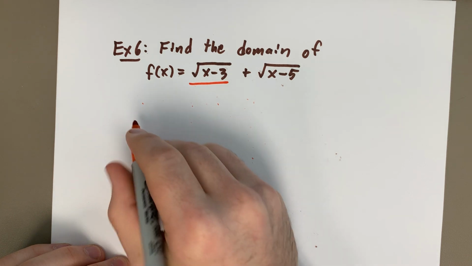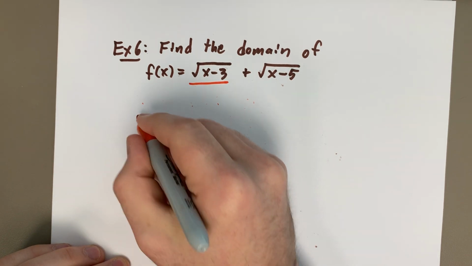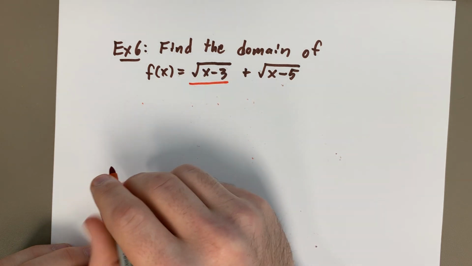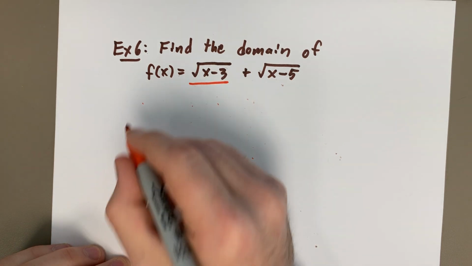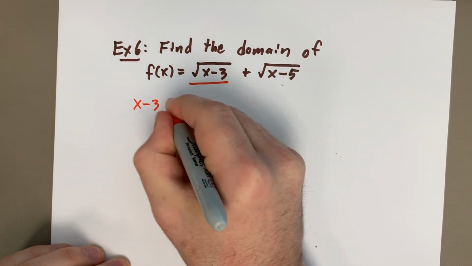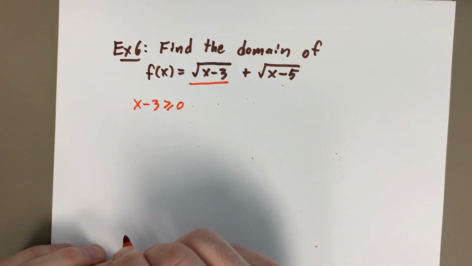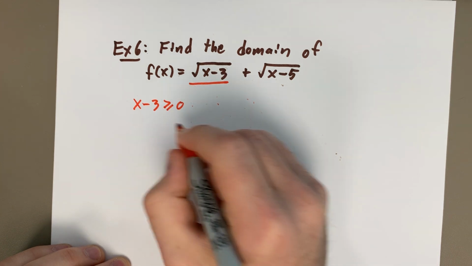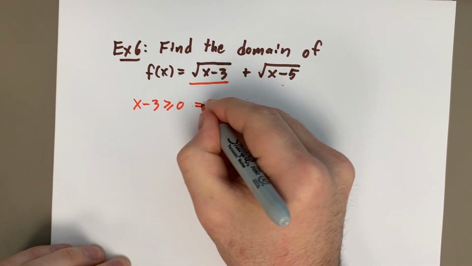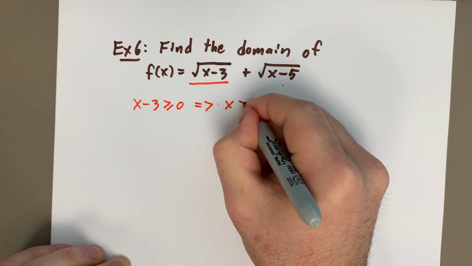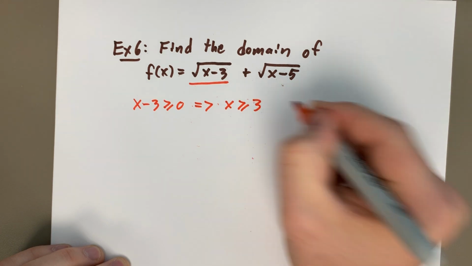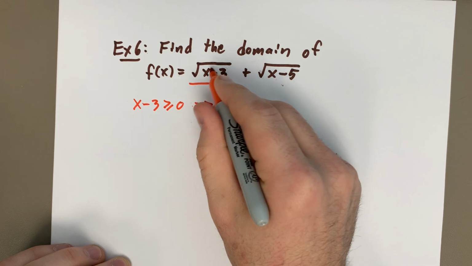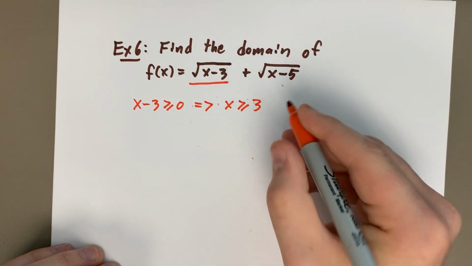So we have the square root of x minus 3. We want the x minus 3 on the inside to be non-negative, meaning we want x minus 3 to be greater than or equal to 0. Okay, so what x values make this true? Add 3 to both sides, and that's going to imply that x is greater than or equal to 3. Okay, so this is the domain of this one. All right, so we're good with that.